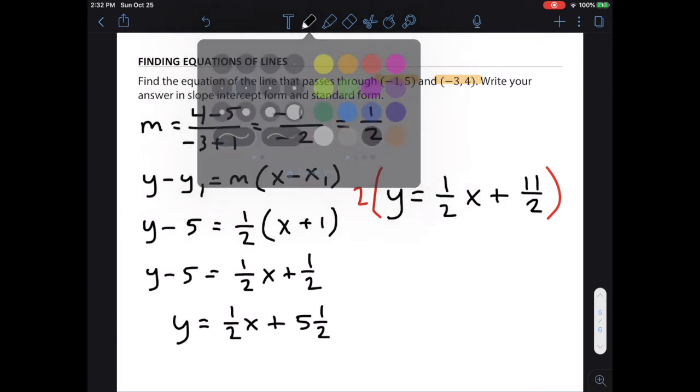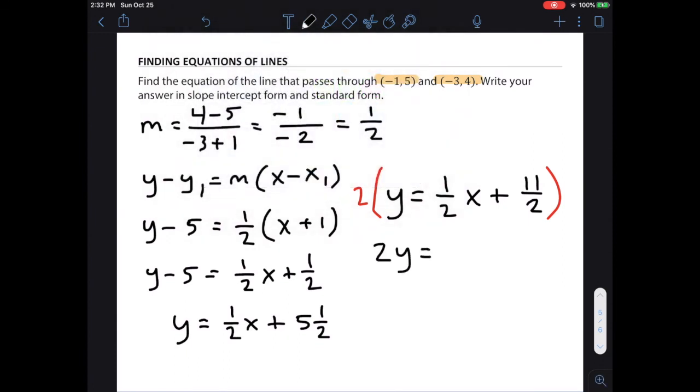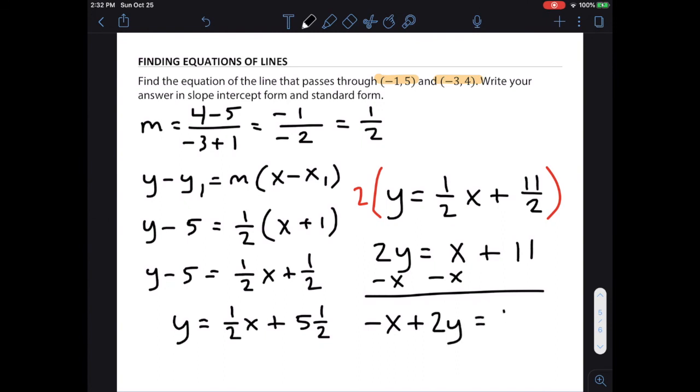And when I do that, I end up with 2y equals 2/2x. Well, that's just 1x, so I'm just going to write it as x plus, when I multiply the 2 by the 11/2, it just cancels the denominator, so I'm left with 11. Okay, so I've eliminated the fraction, and now I can write it in standard form simply by subtracting x from both sides, and I end up with negative x plus 2y equals 11. Okay, so it's really important that we make sure that our standard form of our linear equation does not contain fractions. So we're going to have to eliminate all fractions when we're dealing with standard form.